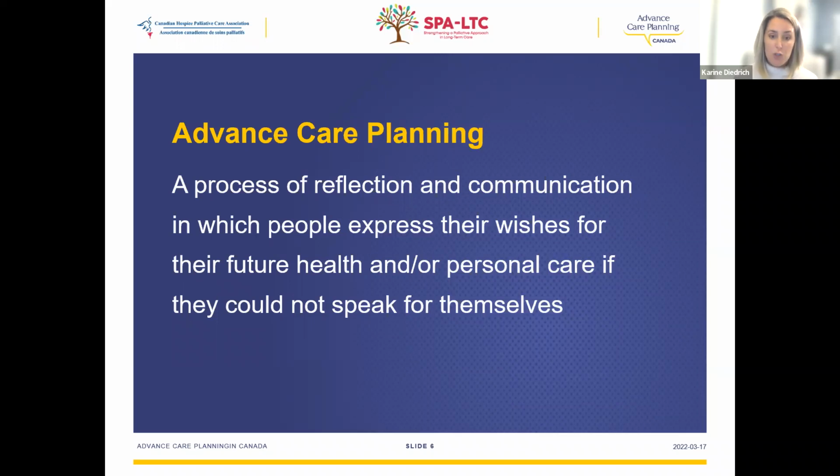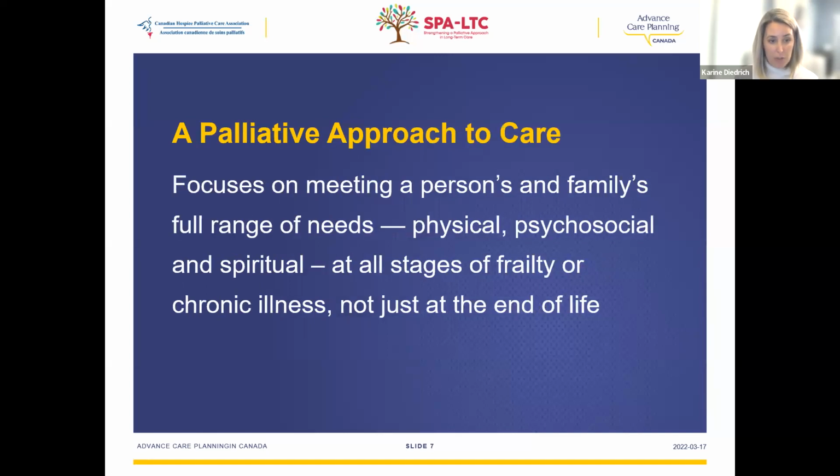So it's really an upstream approach to planning for what may or may not be coming, and it's an ongoing process. When we are thinking and talking about a palliative approach to care, we are talking about a person or a family's full range of needs. So you can see those there at all stages, not just at end of life. So again, that upstream perspective and that diverse perspective of supports, physical, psychosocial, and spiritual. So that's where we're coming from in the work that we do. And we know there's many definitions out there and different perspectives. So we just wanted to be straightforward with that.